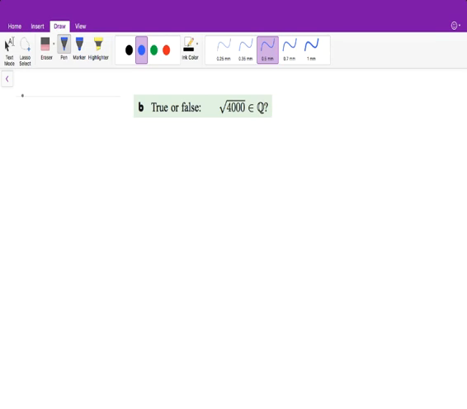So this one, true or false? The square root of 4,000 is an element of Q. Now, ones that we were doing in class were ones like this, and on your test there'll be one like this as well, where it's a little bit easier. Remember, there's no calculator allowed on your test.